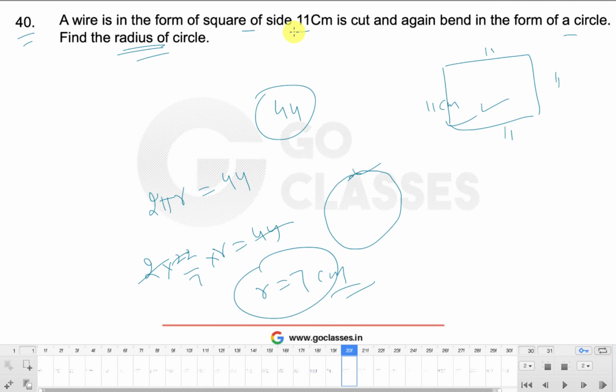So what we use here is the formula of perimeter of a square and perimeter of a circle. So you should know the formulas of perimeter and area.